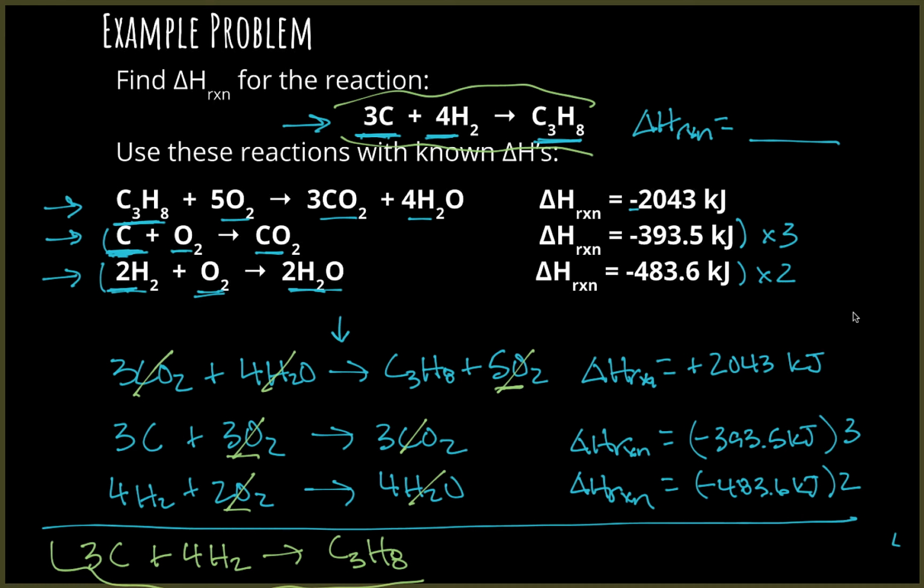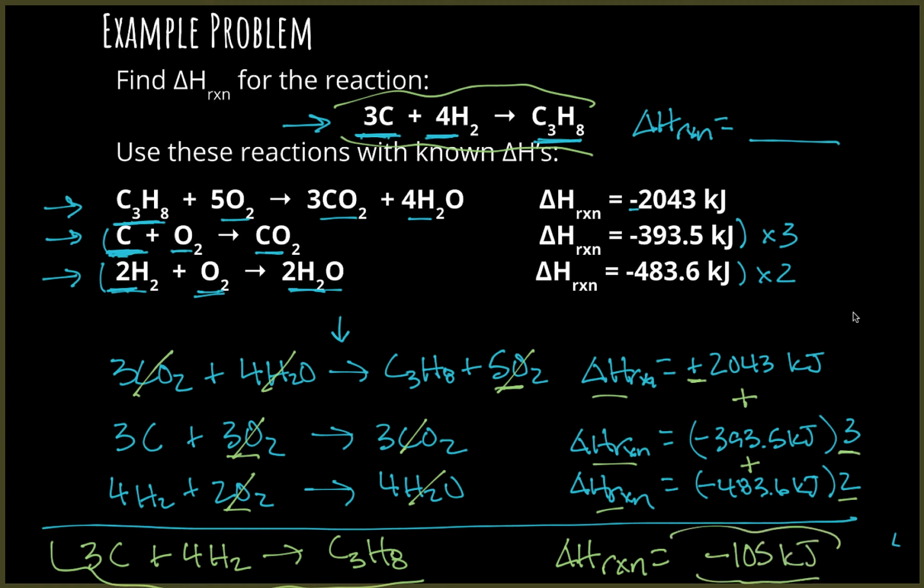And then all I have to do is modify my delta H values. So this one I already modified, this one I multiply by 3, this one I multiply by 2, and I'm going to add all of those up. That'll give me my overall delta H of reaction of negative 105 kilojoules. So that's my overall answer for that particular question.